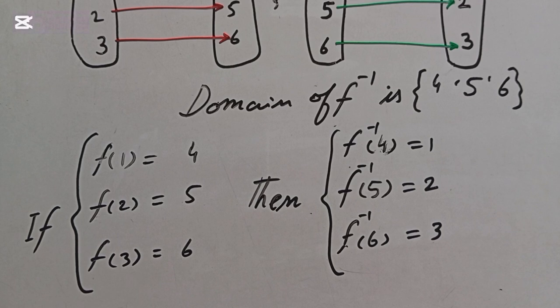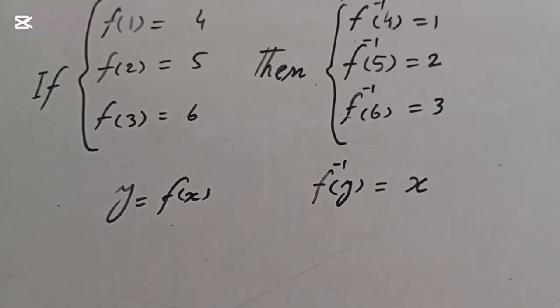If f(1) is 4, f inverse at 4 is 1. If f(2) is 5, f inverse at 5 is 2. If f(3) is 6, f inverse at 6 is 3. In general, if y equals f(x), then f inverse of y is equal to x.